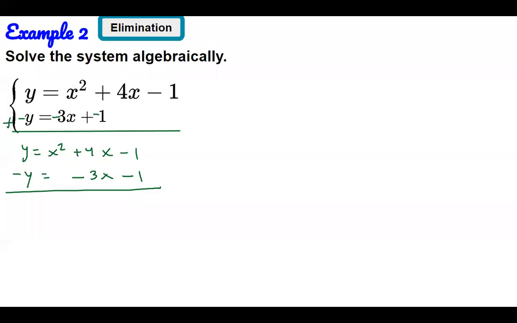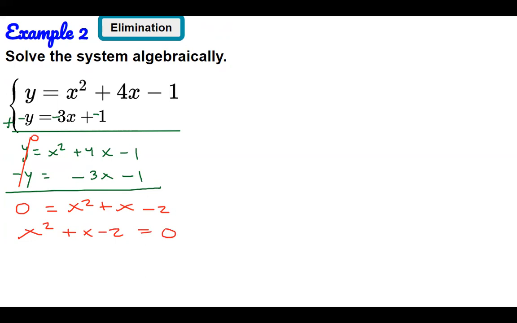So my y's are going to be eliminated, since I'm combining those two, they go to 0. So instead of writing y's, I'm going to have 0 equals x squared plus x minus 2. Rewrite it so that it's in standard form: x squared plus x minus 2 equals 0. All right, let's go ahead and factor this out.